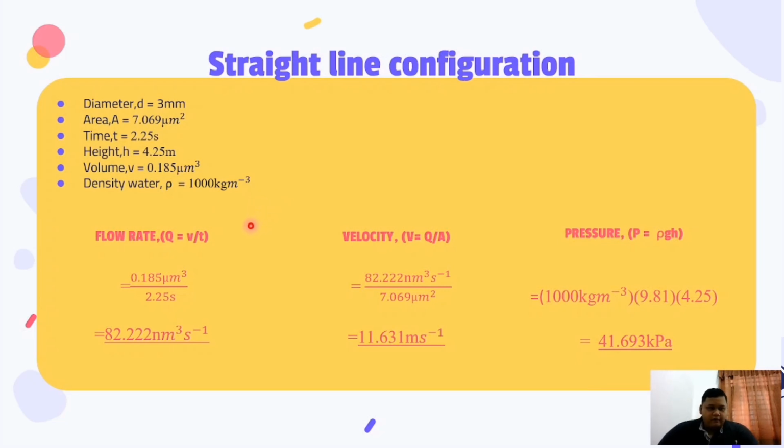Same like before, we measured the flow rate first. Q equal to volume over time. We divide the volume 0.185 micrometer cube divided by 2.25 second, and we get the flow rate for the straight line is 82.222 nanomicrocube per second. Next, we calculate the velocity. Velocity equal to flow rate divided by area.